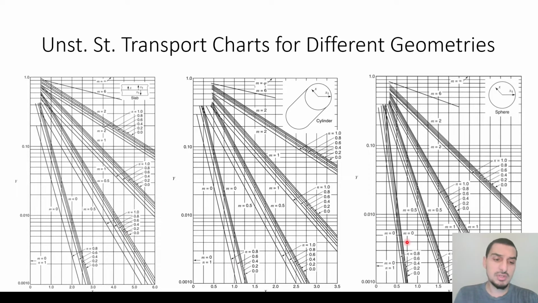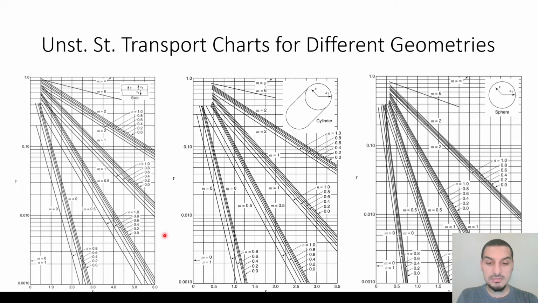For the three charts, the x-axis is x and the y-axis is y. You see y is from 0.001 to 1, and we said that the limits of y are from 0 to 1. So this is the minimum value on the chart, and 1 is the maximum value, and the same for the other charts. This is the output that we get from the chart. We need to find the point here, and from this point we can find the value of y that represents it. For the x-axis, the limit is from 0 to 6 for the slab, and from 0 to 3.5 in the cylinder and the sphere.